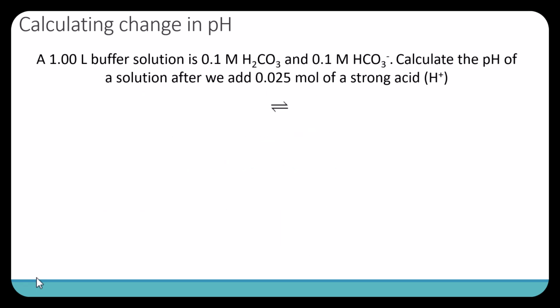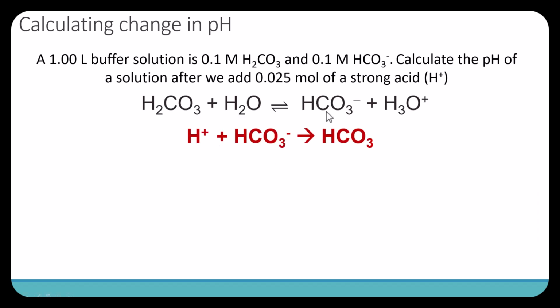All right, so to solve this problem, we're going to have a new type of table that we use. This new type of table is going to be for the second half of this equation. So our table is going to address this addition of the strong acid reacting with a conjugate base. Our table is going to look something like this.